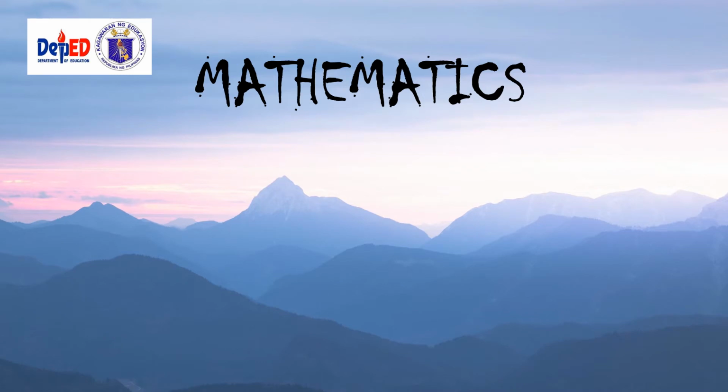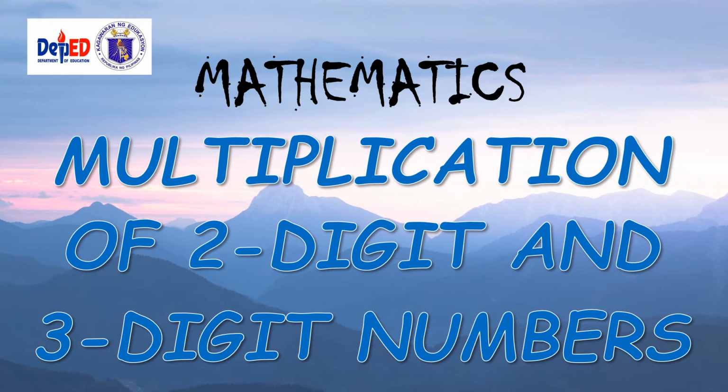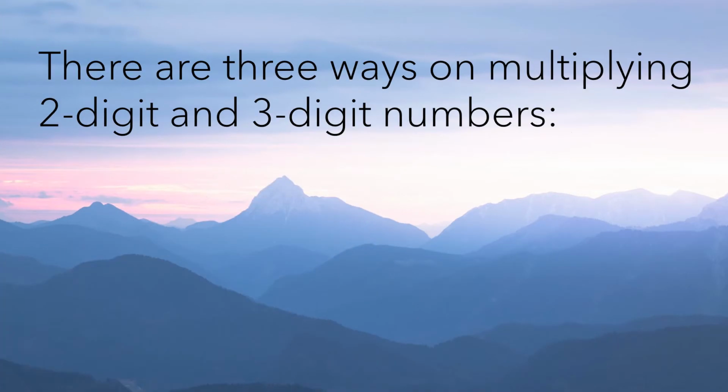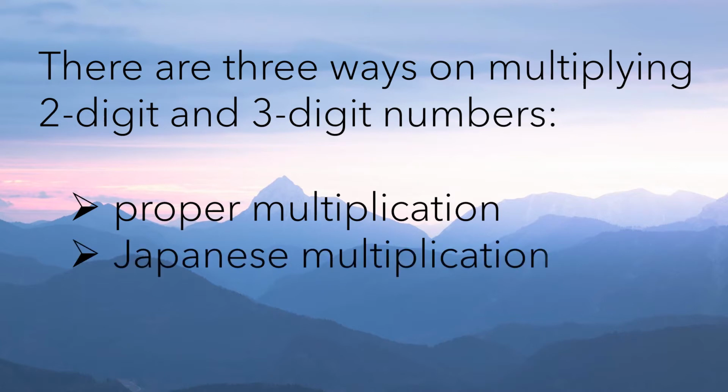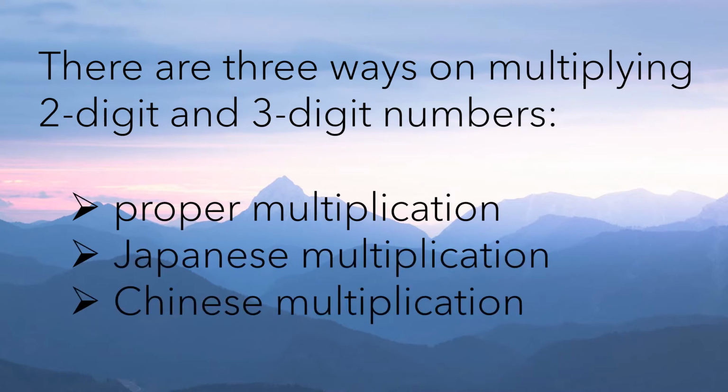So ngayon, ituturo ko sa inyo ang tungkol sa multiplication of 2-digit and 3-digit numbers. There are 3 ways on multiplying 2-digit and 3-digit numbers. First, in proper multiplication. The second is in Japanese multiplication. And the last is in Chinese multiplication.